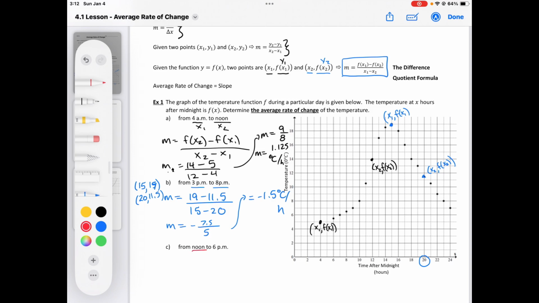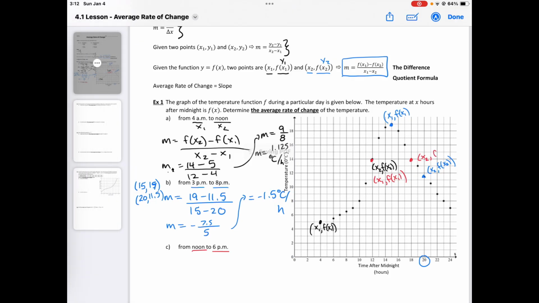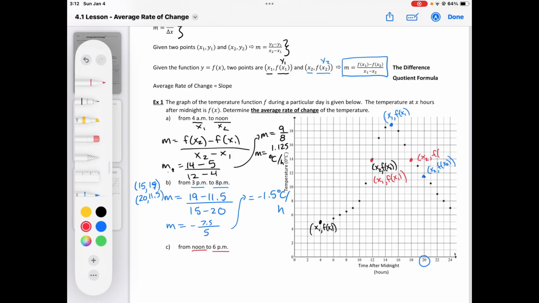We're going to do one more, from noon to 6 p.m. Our noon is right here, actually the same point that we used before in the first one. So this is our x1, f at x1. And our 6 p.m. one would be 1800 hours, which is right here. If you notice, those are actually on the same y value. So we've got f at x2.